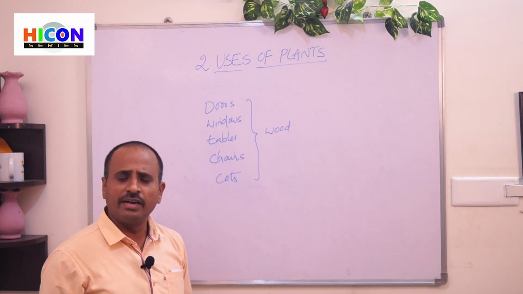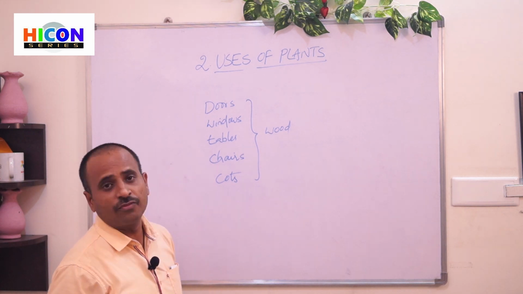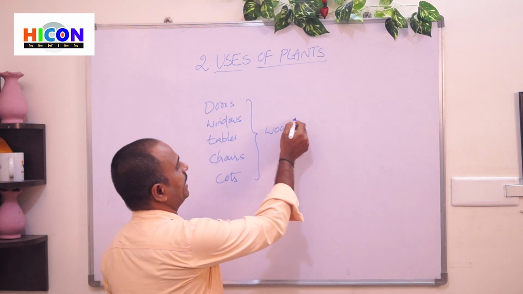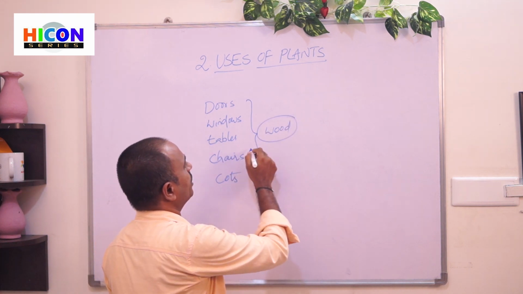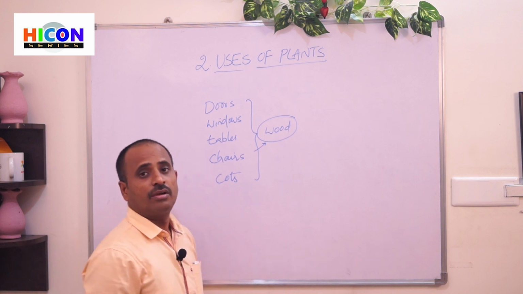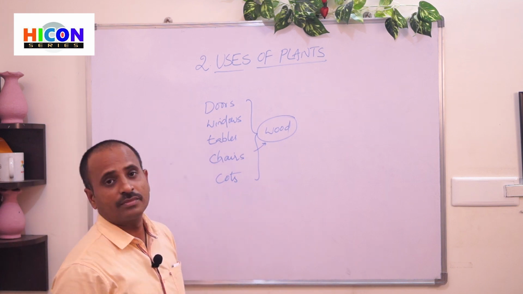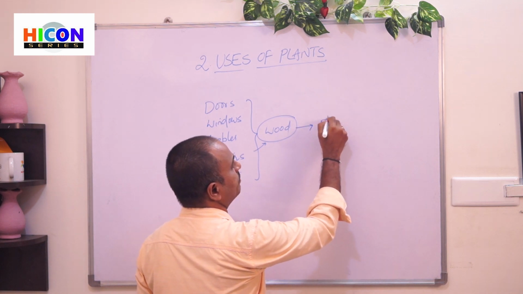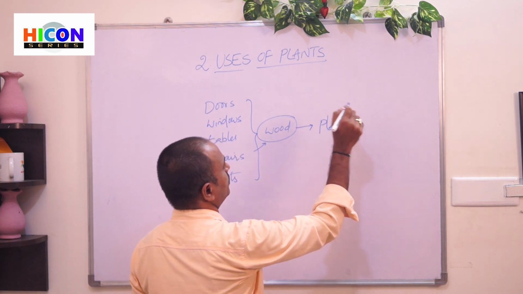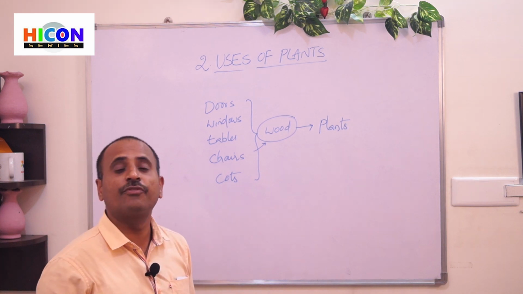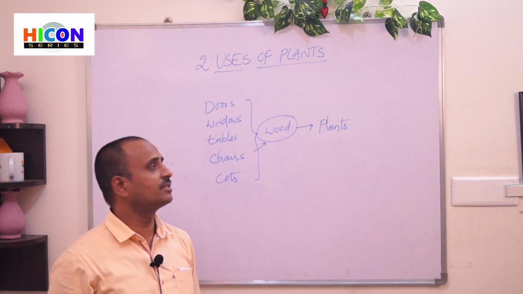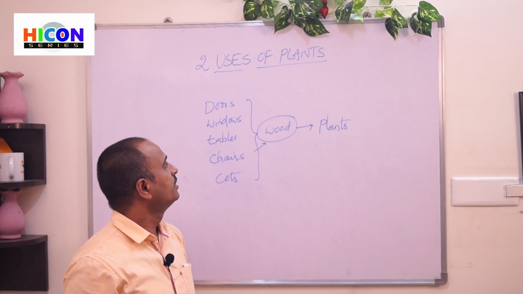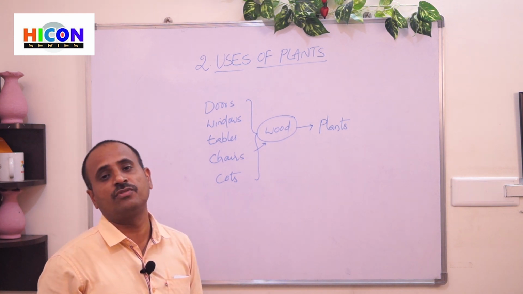So where do we get wood? From where can we get wood? How can we obtain the wood? All these are made up of wood, and where do we get wood from? This wood is obtained from plants. That means trees. So the wood is obtained from the plants. That means the plants are giving different types of furniture in houses.